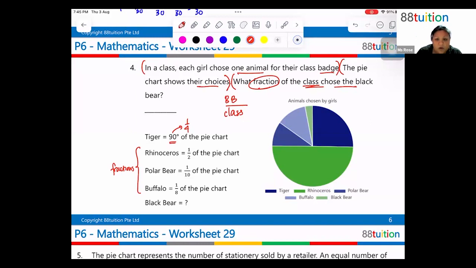Okay. So all you need to do is straight away subtract from 1 the fractions 1/4, half, 1/10, and 1/8. This should give you a total of 1 over 40. Okay, so that's 1 over 40. All right, so that's 1 over 40. Okay, got that? Now, question number 5.